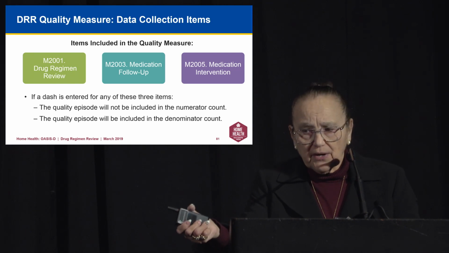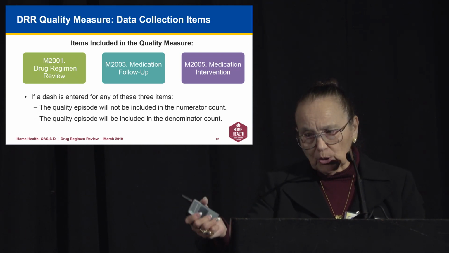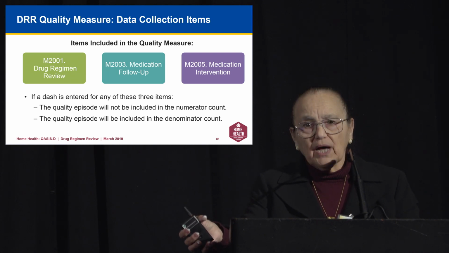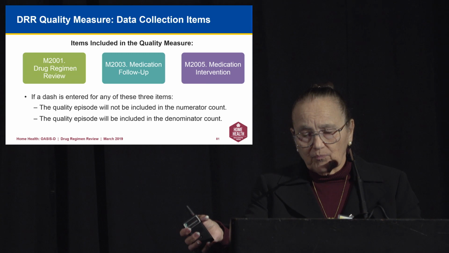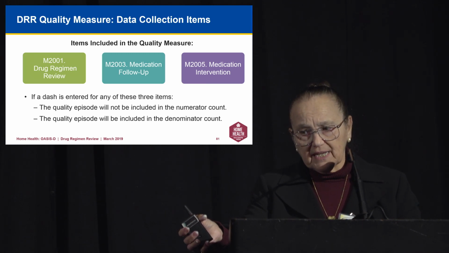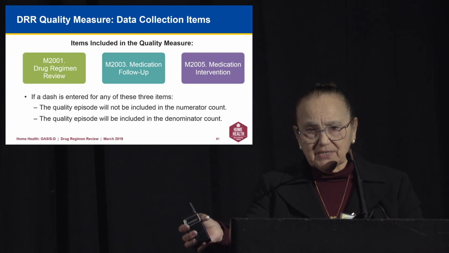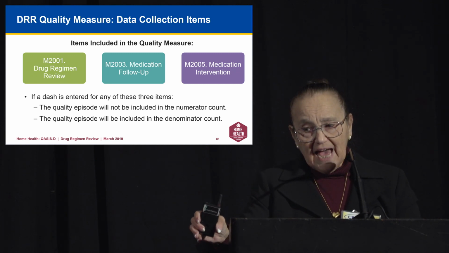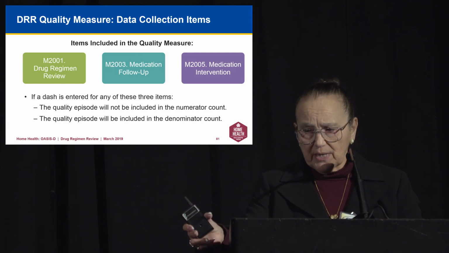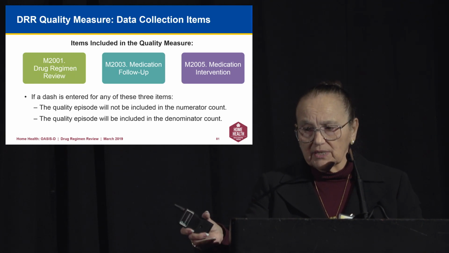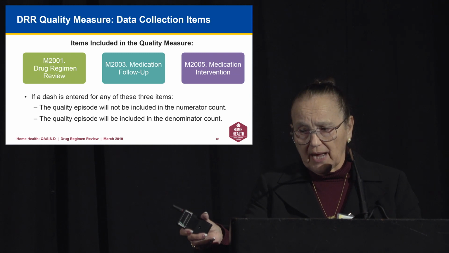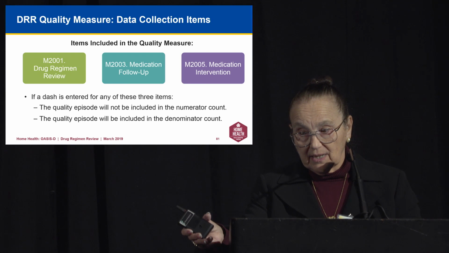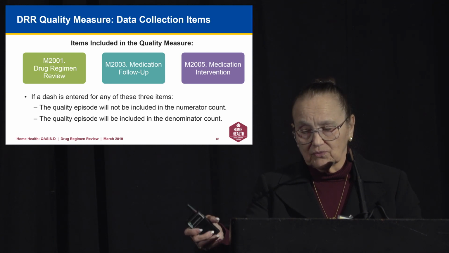What data collection items are included? We've looked at these 3 items that are included in this measure. 2001, the drug regimen review. 2003, the medication follow-up. And 2005, the medication intervention. If a dash is entered for any of these 3 items, the quality episode will not be included in the numerator count. The quality episode will be included in the denominator count.